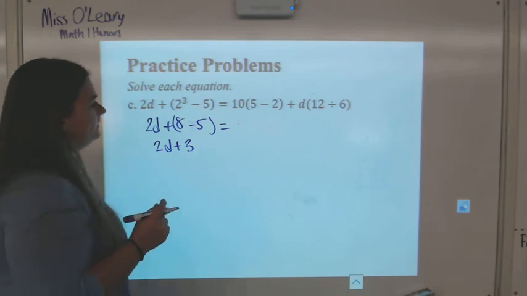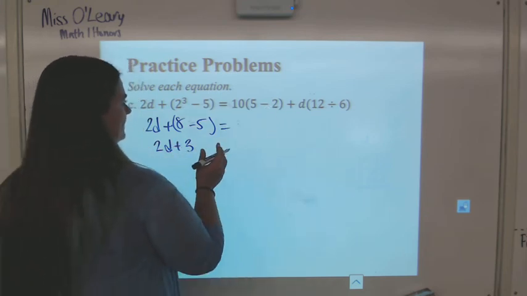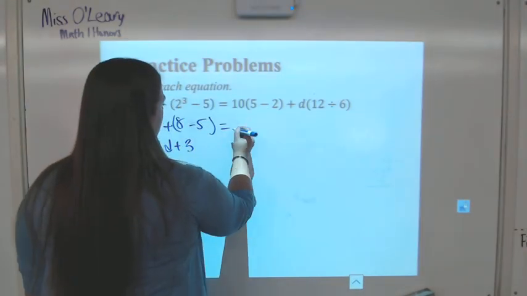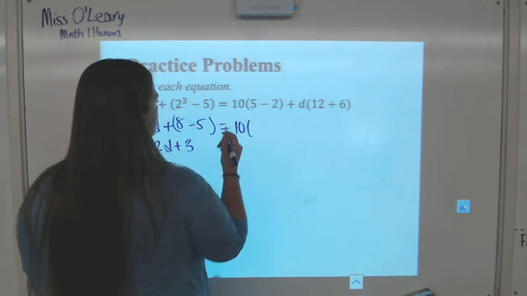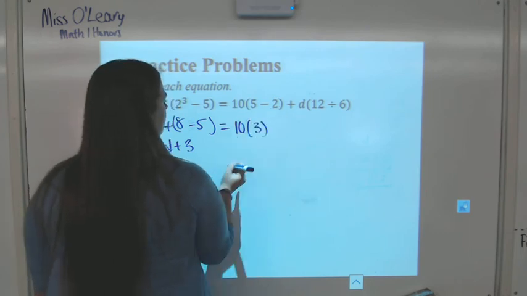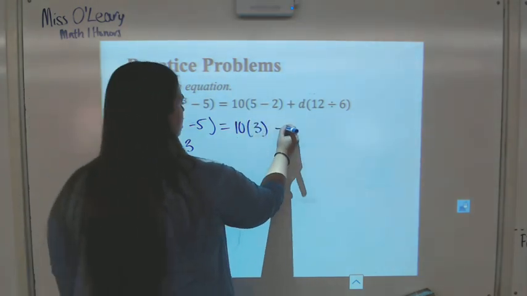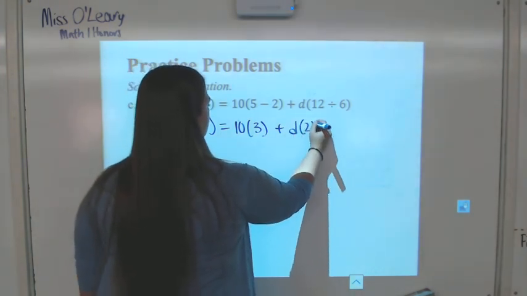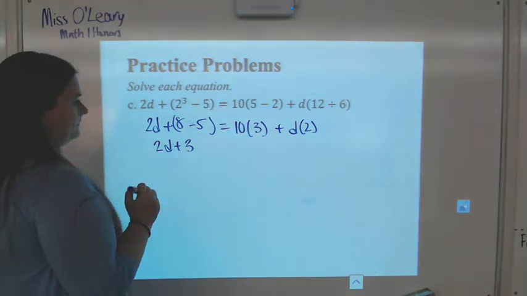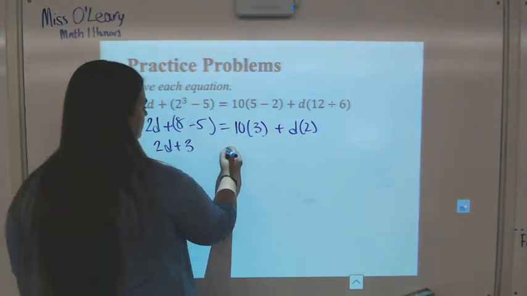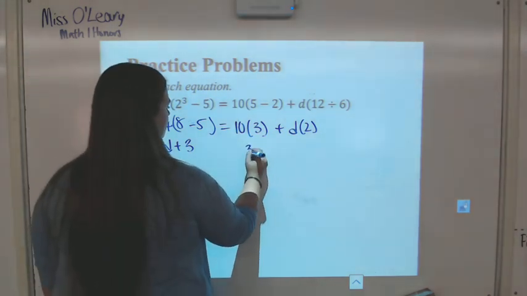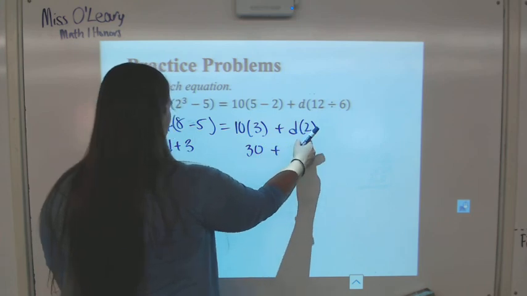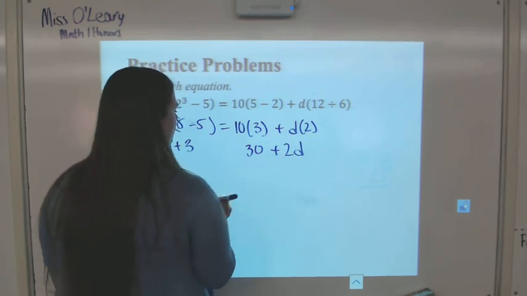On this side here, well, let's deal with our grouping symbols. We've got two separate grouping symbols. First one is 10 times, well, inside my grouping symbol, I have 3 plus D. Inside my grouping symbol, I get 2. I'm going to continue here. 10 times 3 gives me 30. D times 2 gives me 2D.